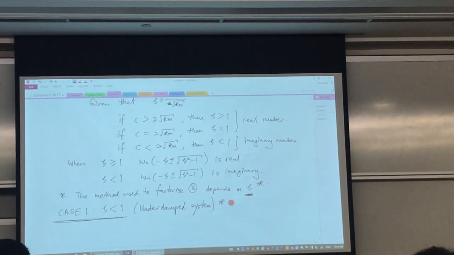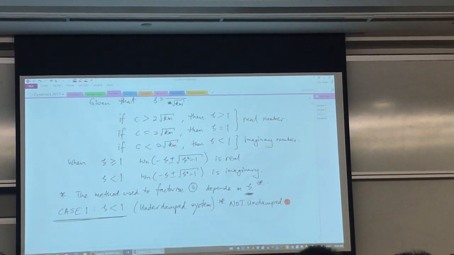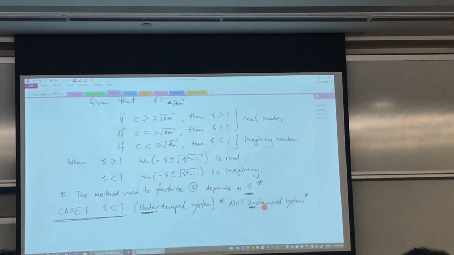Note, it is not the undamped system. It is underdamped, not undamped. Undamped was the case when there's no damping, and we discussed that last week. Today is with damping, and if zeta is less than 1, we call it an underdamped system.